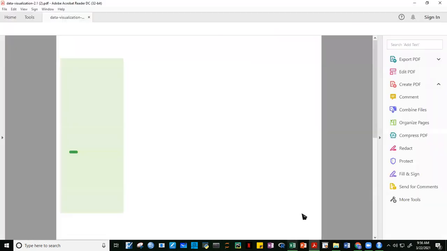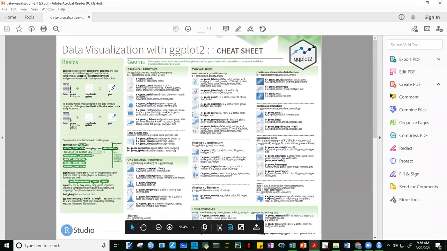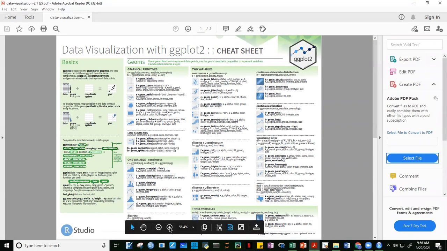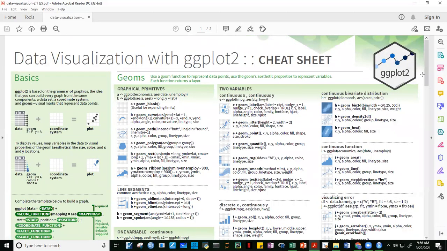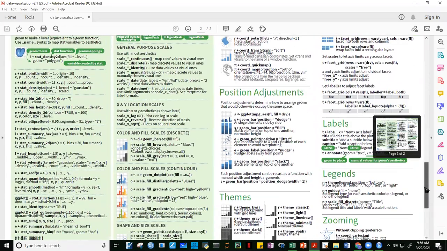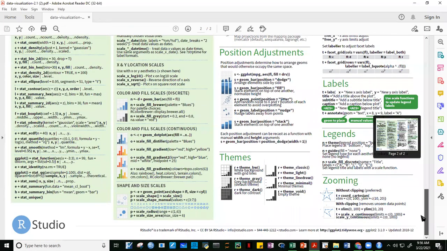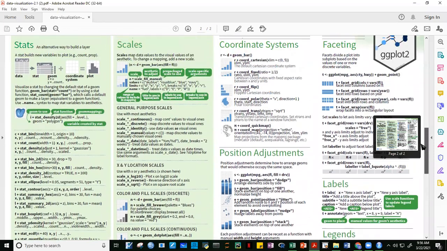That will automatically open in our PDF. Okay, so this is a cheat sheet for ggplot2. Can you see this, class? Yes, sir. Okay, so you have tons of practical instructions here on how to create plots.